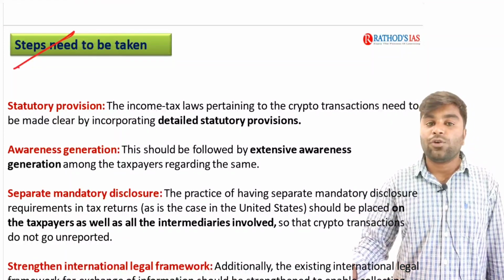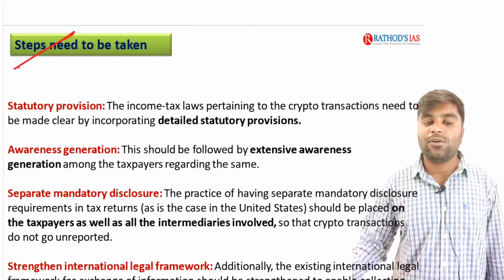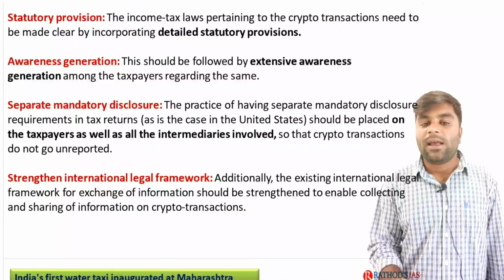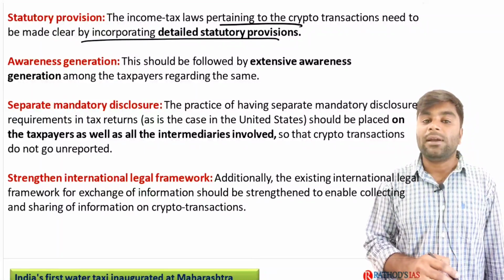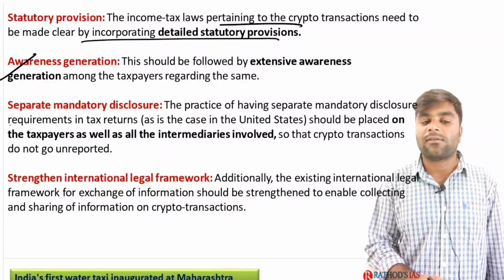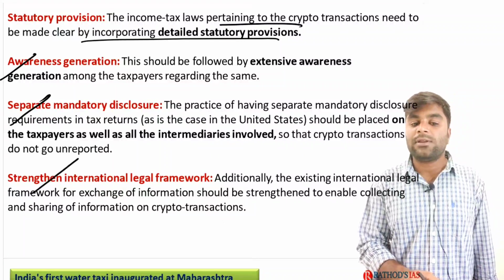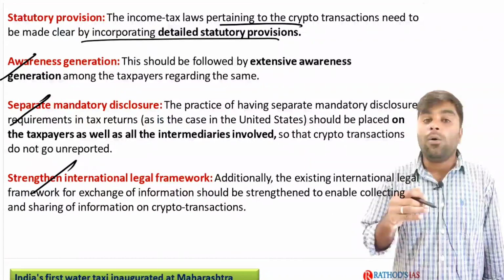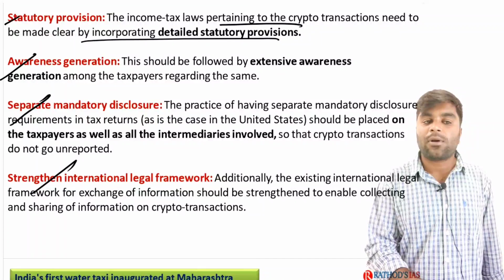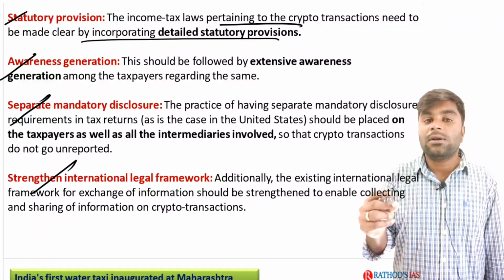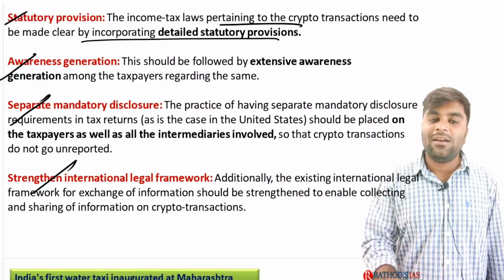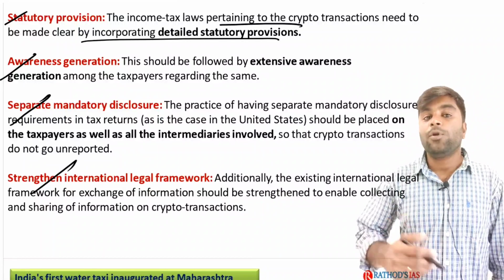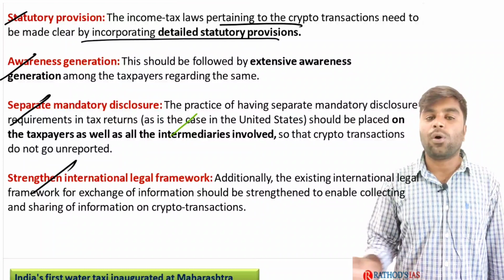So, these are the steps that need to be taken. When we look at the steps, the income tax laws pertaining to cryptocurrencies need to be made very clear by incorporating detailed statutory provisions. So, awareness generation, separate mandatory disclosures, and strengthening the international legal framework. All these are very much important to have a robust cryptocurrency taxation mechanism in the country. Right? Try to analyze these things from the perspective of your mains. Just go through all these points so you will have good clarity.